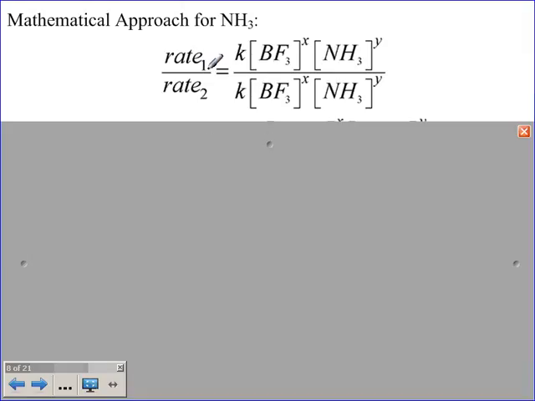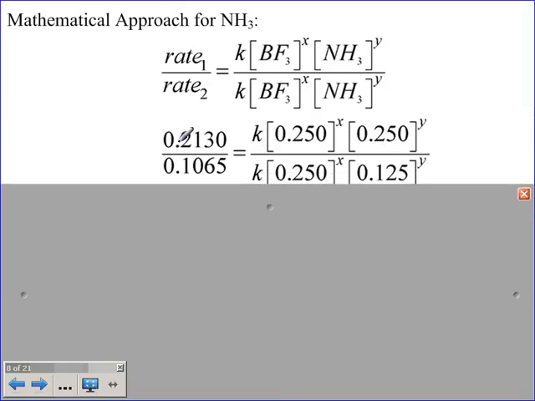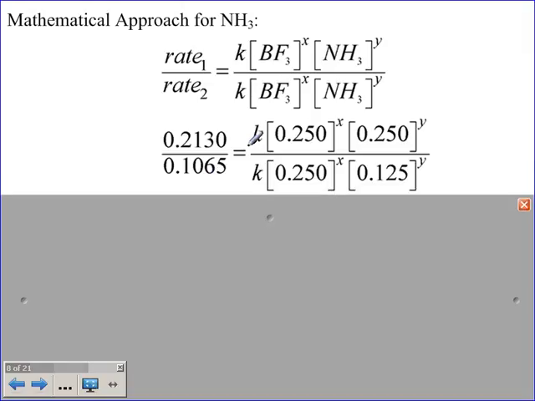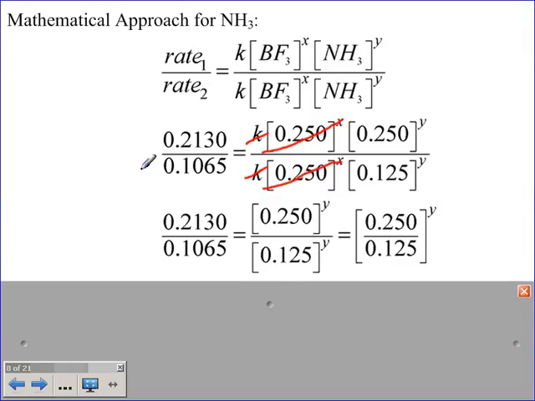Then doing the same thing with the ammonia, again, comparing rates 1 and 2. Remember, I always try to pick the rates so that I get whole numbers when I do my division, so I make sure the larger rate is on top and the smaller rate is on bottom. But it'll work even if you don't do it that way. So as usual, the K's cancel out, and this time the boron trifluoride cancels out. So we're left with the ratio of the concentrations of the ammonia to the y power equals the ratio of the reaction rates.